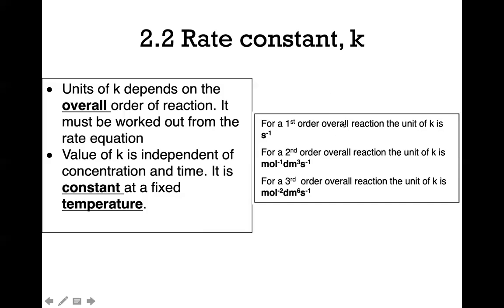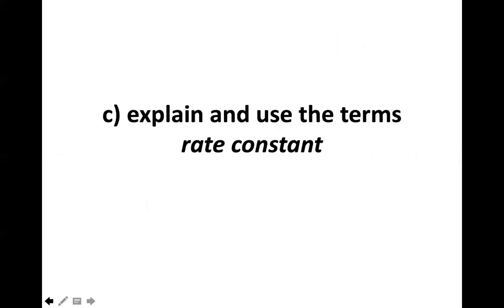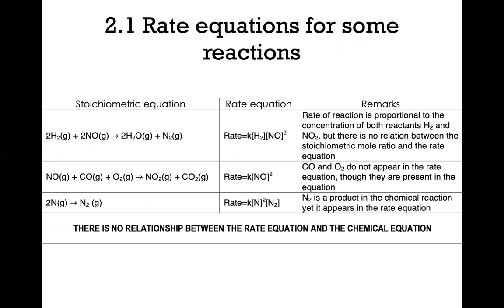If the total order of reaction is first, then the units for k are s to the power of -1. I'll explain how to work this out if you don't already get it, but it's really simple. It works just like you work out other units. For second order overall, the units are mol to the power of -1 dm cubed s to the power of -1, and then for third order it is that. So how do we work this out?